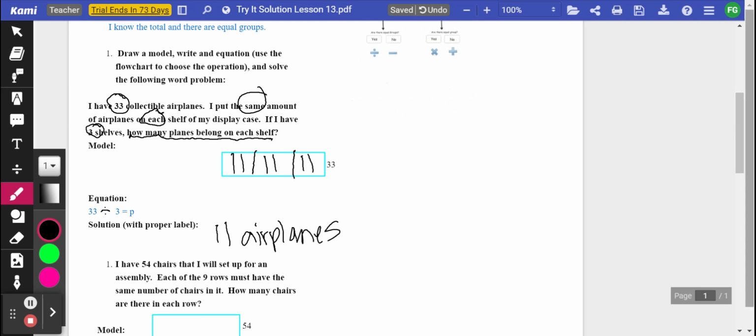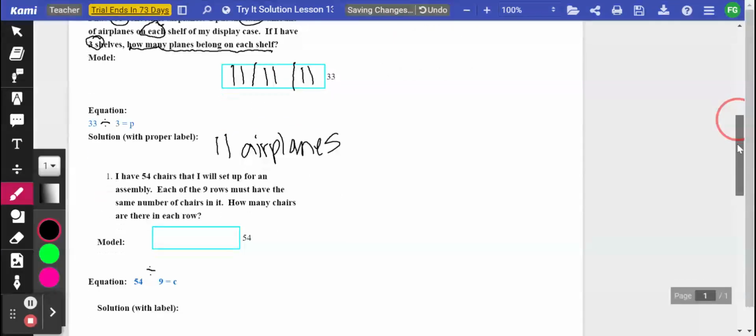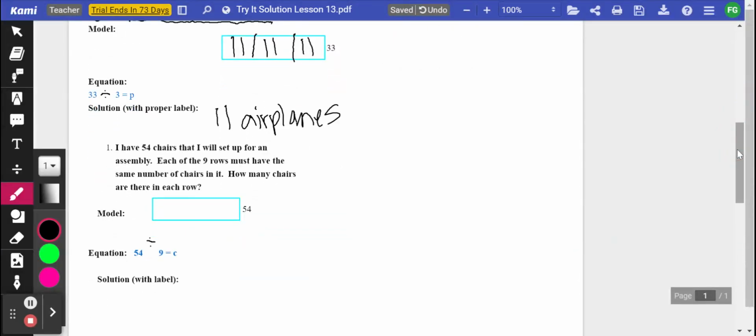All right, the next one says I have 54 chairs that I will set up at an assembly. Each of the 9 rows must have the same number of chairs. How many chairs are there in each row? Okay, so that's my question. Here is my total. I know that I have the word each, which tells me equal groups, and it says that there are 9 rows. So I've got 54 total. So here's my model showing 54 as a total. That's what that entire rectangle represents. I'm going to split it into 9 groups because that's what it's showing there, right?